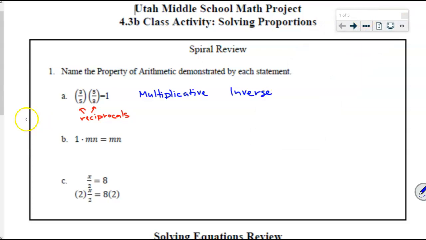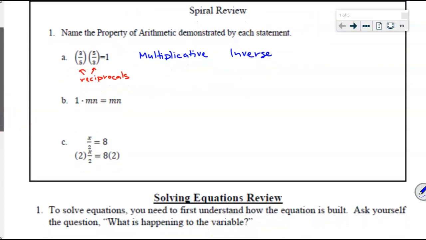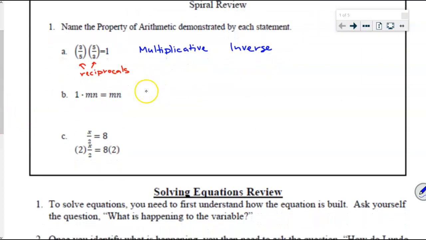How about B? Anyone have a guess on B? Grant? It is identity, yes. The multiplicative identity, to be precise, multiplicative identity. Essentially, what's happening is we have 1 multiplied by mn, and anything multiplied by 1 is itself. So 1 times mn is equal to mn. Multiplicative identity. Identity meaning it stays the same.